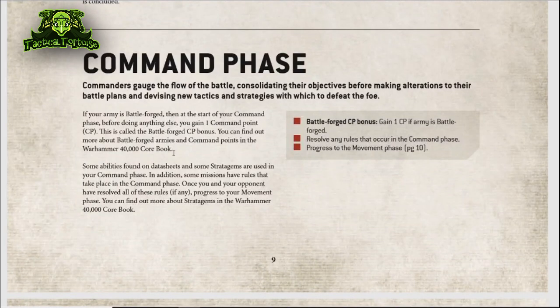Obviously, the command phase is an entirely new phase of the game that's been added to give you your +1 CP if you are playing a battle-forged army. There are some other abilities and objectives that score in the command phase, but those are very specific. Not much else going on here.